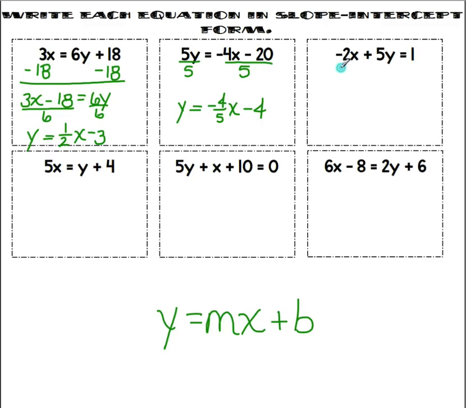So simplify what you can in each of the terms. Okay, next one, negative 2x plus 5y equals 1. I need to add 2x to both sides, and so I would have 5y equals 2x plus 1. Then I'm going to divide by 5, so y equals 2 divided by 5. I can't simplify that any further, so I'll write that as 2/5 x plus 1 divided by 5, which I can't simplify either, so I'll write that as 1/5. So y equals 2/5 x plus 1/5.